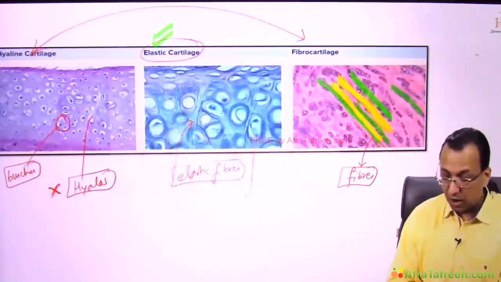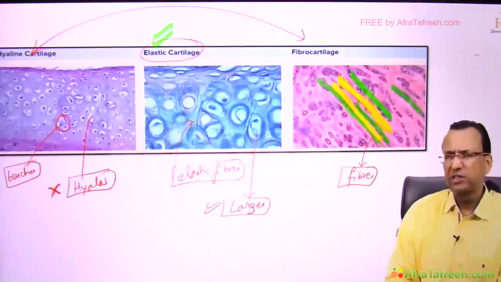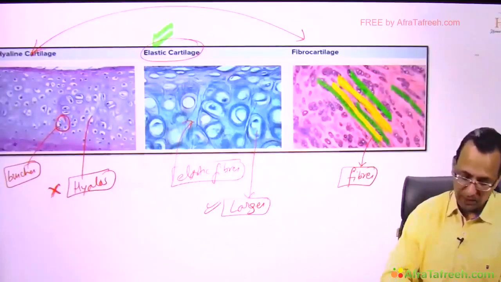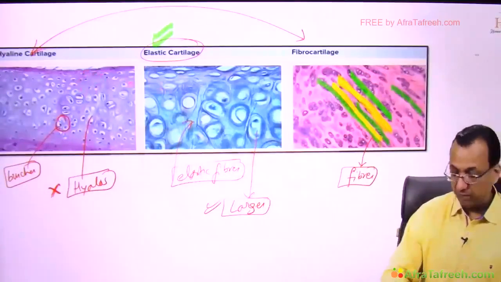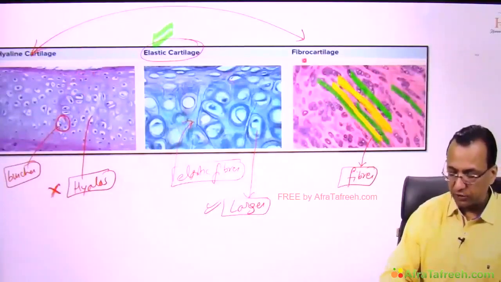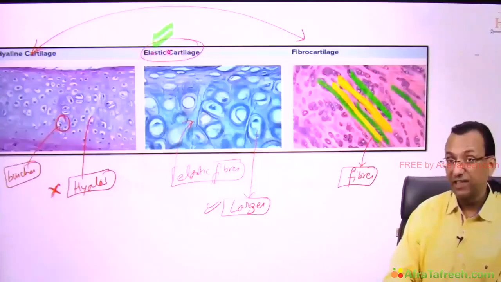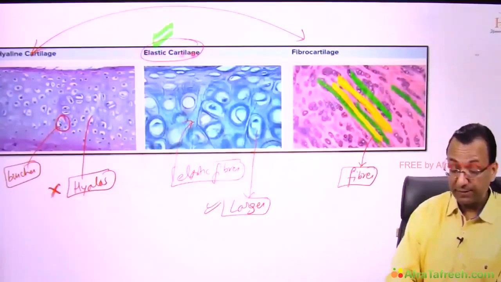Chondrocytes are larger in appearance. Larger compared with what? Compared with the hyaline cartilage and fibrocartilage. So when you compare with the hyaline cartilage and the fibrocartilage, you see the chondrocytes are larger appearing in elastic cartilage. Yeah, let's draw the diagram and compare the three.